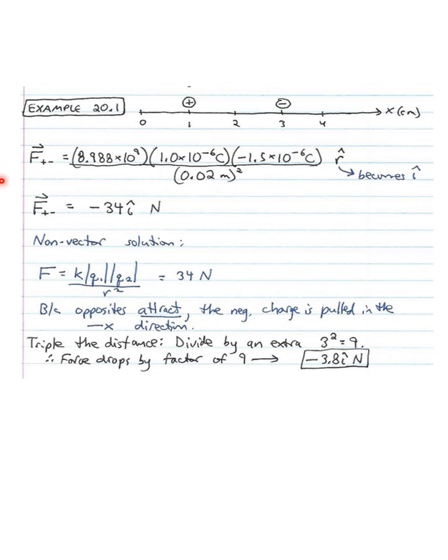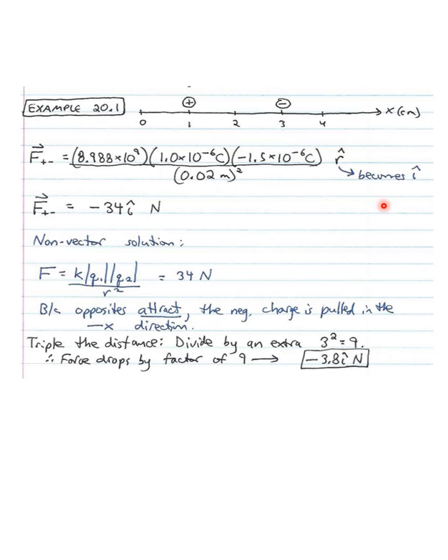All right, so we have our equation here in vector form. We have the force of the positive on the negative. So we have our K, 8.988 times 10 to the 9th, times the first charge, 1 microcoulomb, that's 1 times 10 to the negative 6 coulombs, times the second one, negative 1.5 times 10 to the negative 6 coulombs, divided by 0.02 meters, their distance, squared. Now, it's times the r hat, which, since this is along the x-axis, we can also say is the i hat direction.